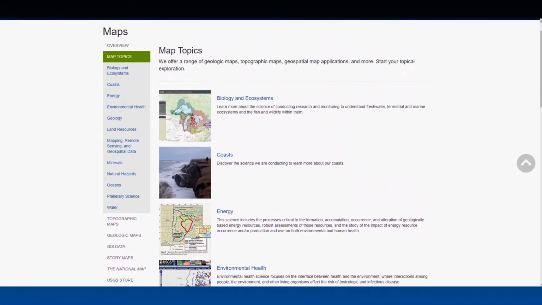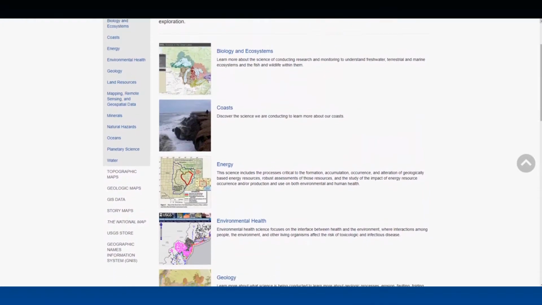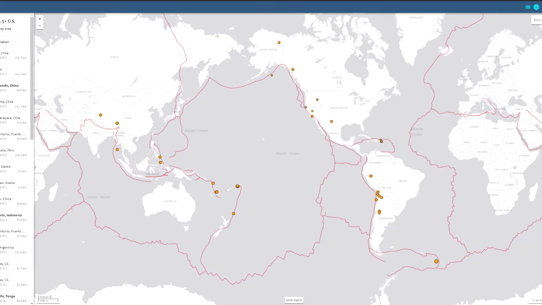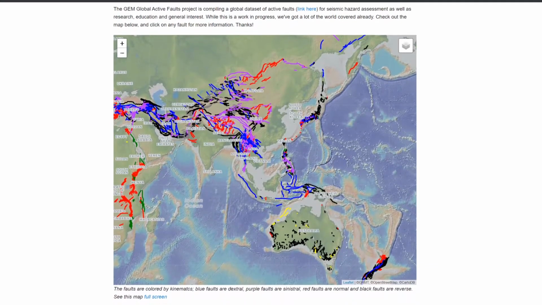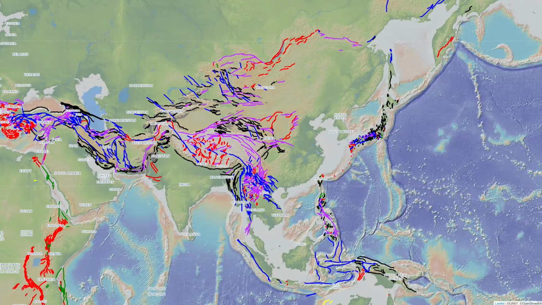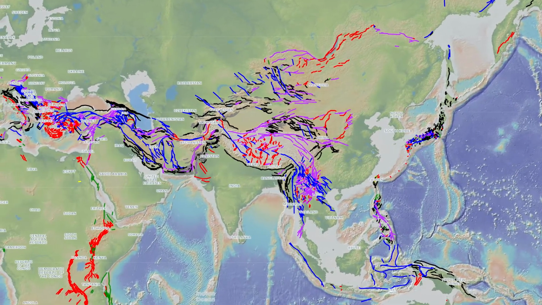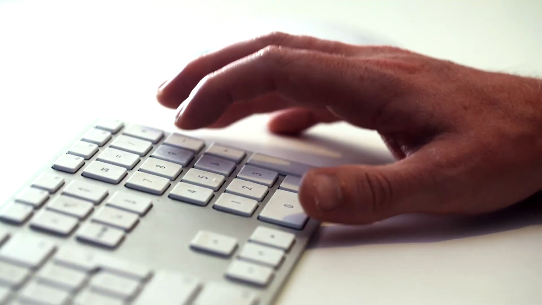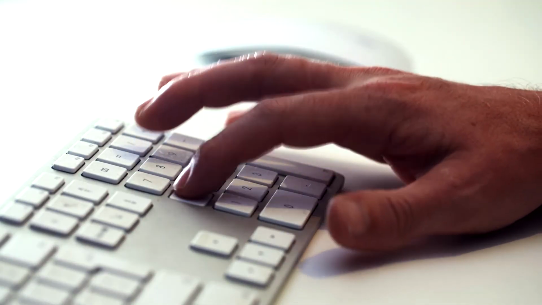USGS only provides the low-resolution data on the major tectonic plate boundaries, where the global seismic activity has roughly the highest rate. The GEM, Global Active Faults Project, is a compilation of global datasets of active faults for seismic hazard assessment, as well as for research, education, and a general interest. While this is a work in progress, a lot of the world is already covered.